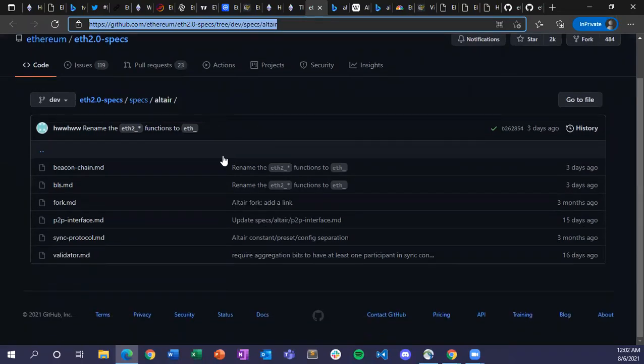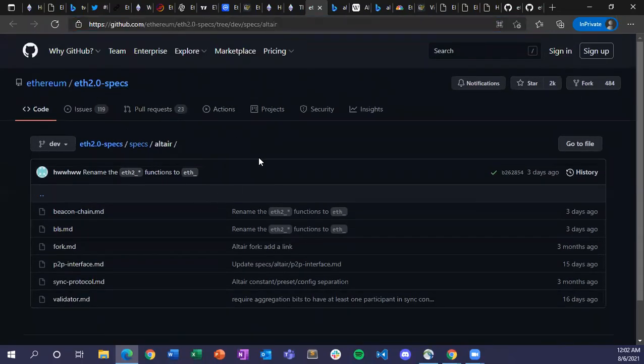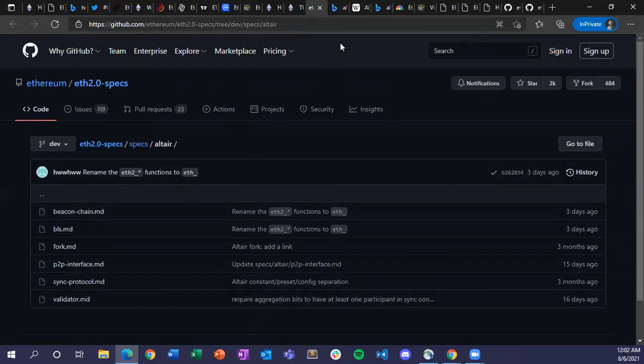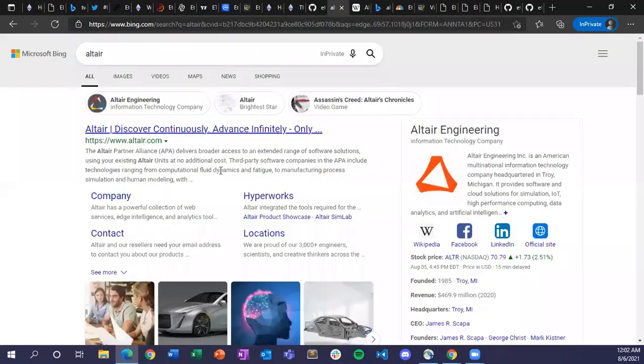You can see the Ethereum 2.0 specs here in their GitHub. I'll link to it down below in the description if you want to take a look at it. It just has some markdown write-ups, and you can go through the GitHub repo and look at their code.